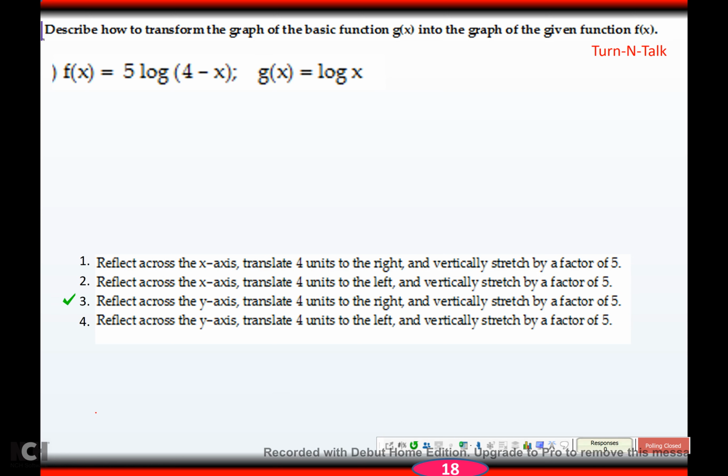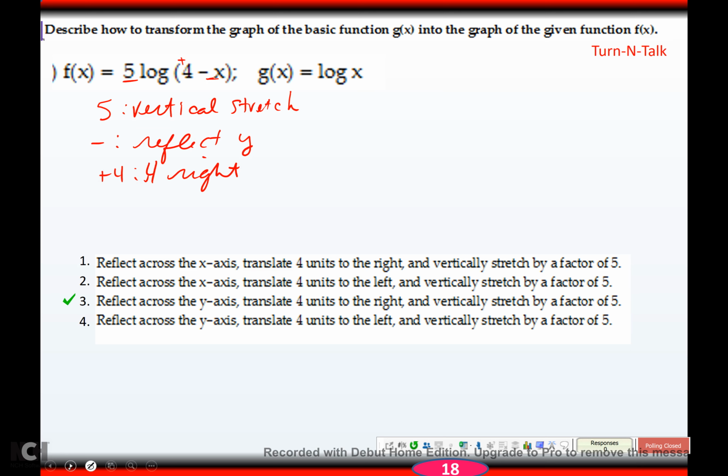Come on, and hopefully you got 3. This 5 is going to be a vertical stretch. The minus on the inside is going to be reflect over y. The positive 4 would be 4 left, but it's actually going to go 4 right because of the negative. Okay, and there's your graph.